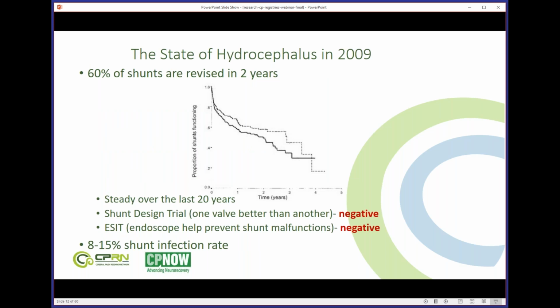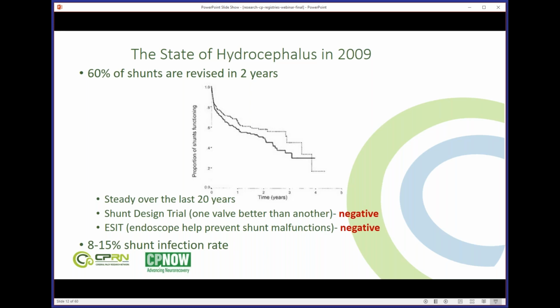So just to get everyone, I know it's a CP group, but we're in close relationship. Hydrocephalus is a major cause of cerebral palsy, and the state of it in 2009. You treat hydrocephalus with a shunt, and you can see those curves there. Those are not survival of the patient, but the survival of the shunts, and those are pretty dismal curves.